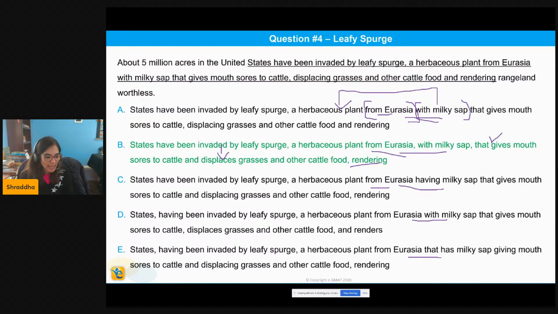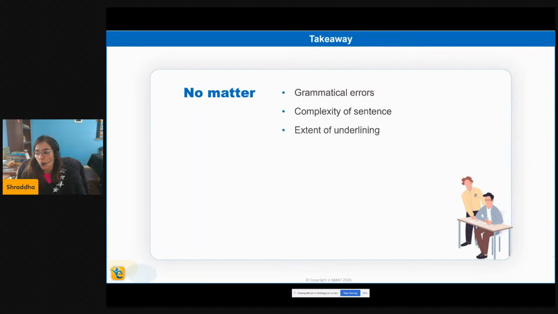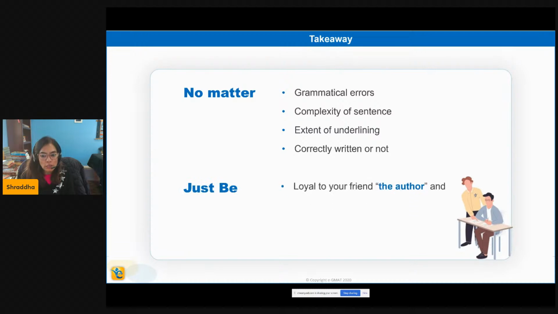Okay, so with this, we have come to an end of this session. Again, the takeaways would be that don't worry about what kind of grammatical errors you see in a sentence, how complex the sentence is, what is the extent of the underline in the portion, whether it is written correctly or not. All you have to do is be loyal to your friend, author.